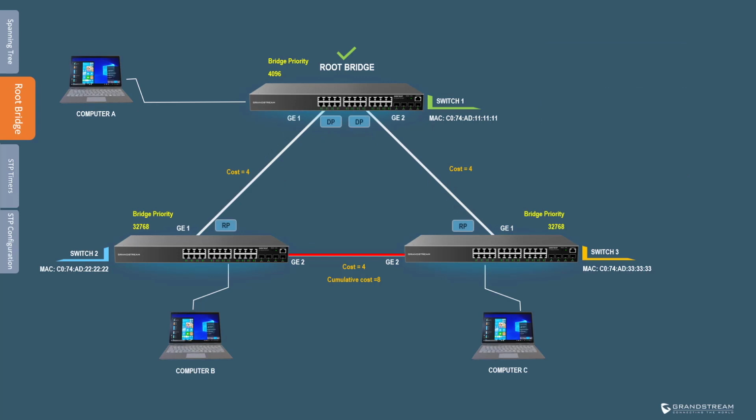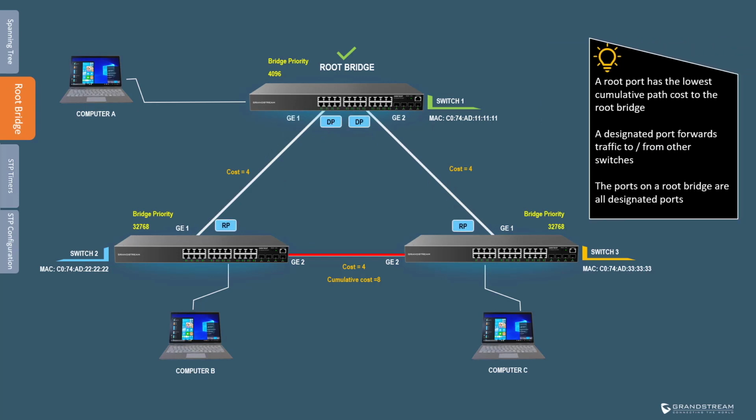The ports that are directly connected to the root bridge and have the lowest path cost are considered root ports, and every switch except the root bridge must elect one root port. The ports on the root bridge that connect to other switches are all designated ports. A designated port can also send and receive traffic to and from another STP segment. As shown here, the port that connects switch 3 to switch 4 will be a designated port because it will work as the forwarding port for that STP segment to and from the root bridge.